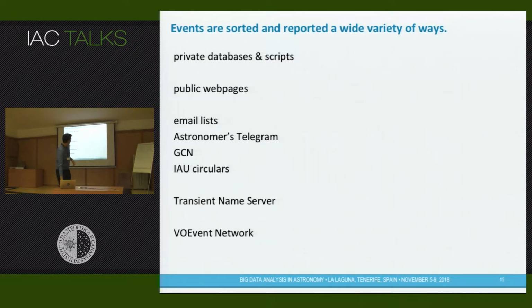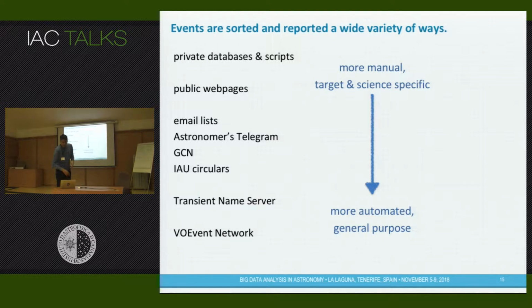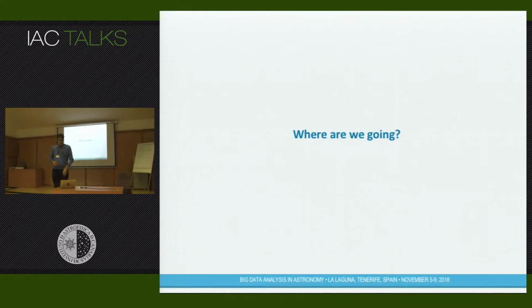There are a little bit more sophisticated networks. There's VOEventNet that George mentioned. And the ordering that I have them in here is from kind of more manual, target and science specific, towards more automated and more general purpose. And that ordering also follows the scale. So these that are on top are on order of a few objects per night. These that are on bottom are on orders of 1,000 objects per night. So this is kind of where we are, or I should probably say where we were until about 6 months ago. Where are we going?